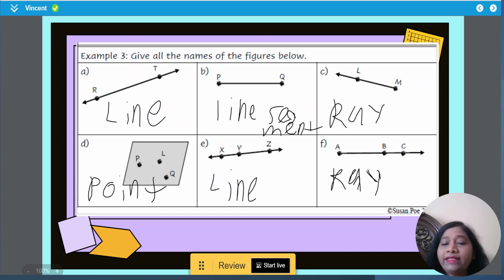Okay. So the line segment PQ, and you have to write a simple line on PQ. For the ray, you put a line and an arrow on one side. So I want you to name the figures. Okay. Thank you so much.